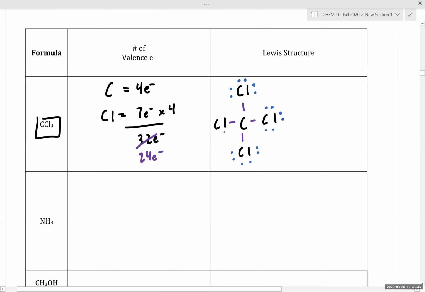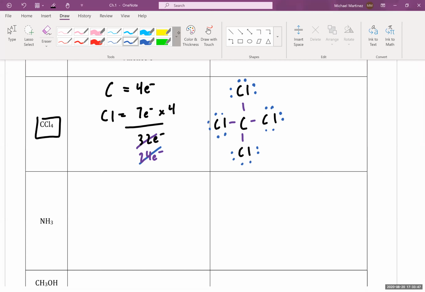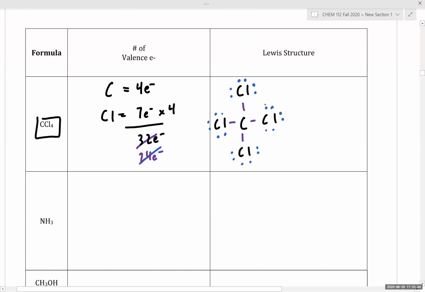And we'll do that for each of our chlorine atoms. So in turn, we've added 6, 12, 18, 24 electrons. We're out of electrons. And as we can see from this structure, the octet rule is fulfilled for each of our atoms.